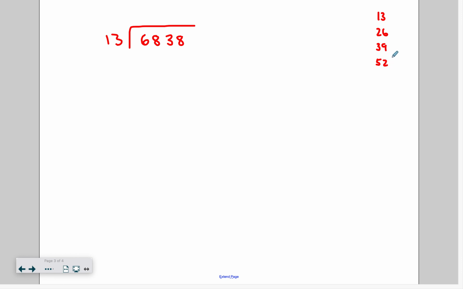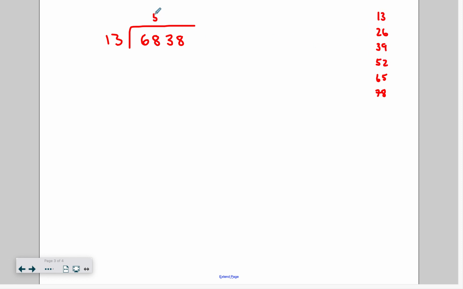52. And then another one will be 65. Let's just do a couple more anyway. 78. We'll stop there for now, this process. So 13 times 1, 13 times 2, 13 times 3, 13 times 4, and so on and so forth. So I can subtract 13 from 68. 78 is too much, 65 is less. So that is 1, 2, 3, 4, 5 times.